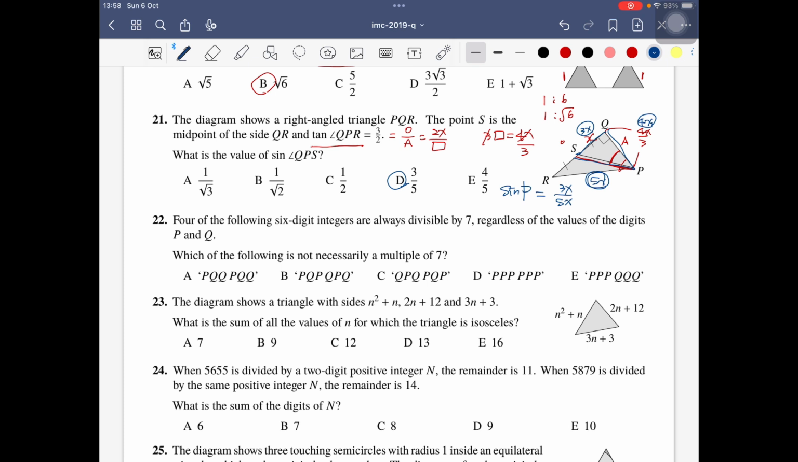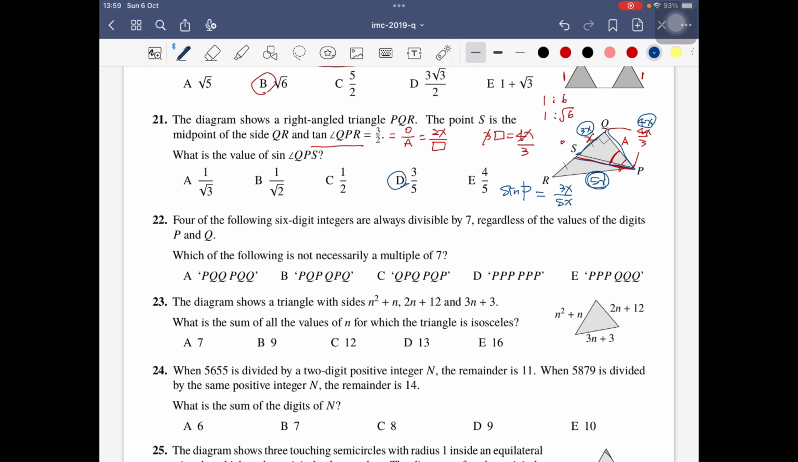Which of the following 6-digit integers are always divisible by 7? Not necessarily a multiple of 7, but divisible by 7. So we have the list of values with digits P and Q. We don't know what P and Q are, and it is not important.